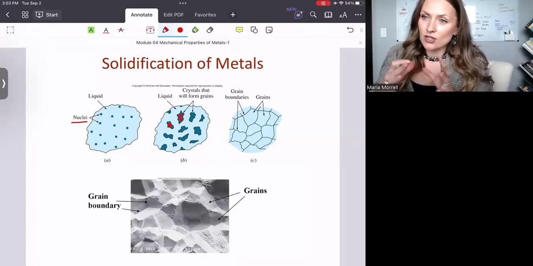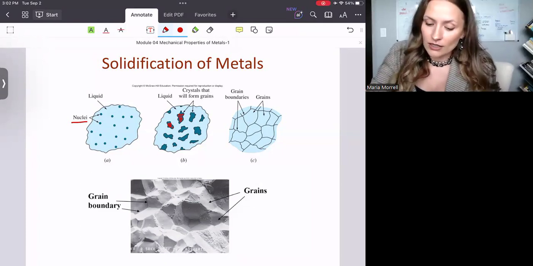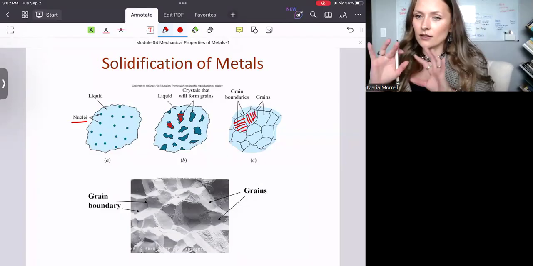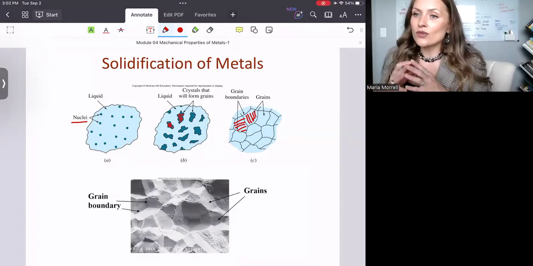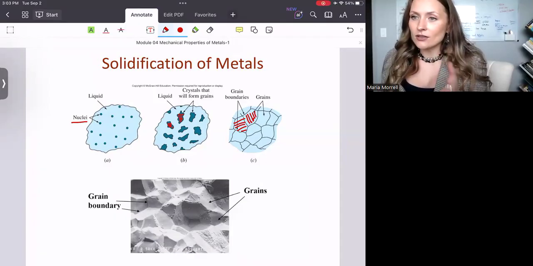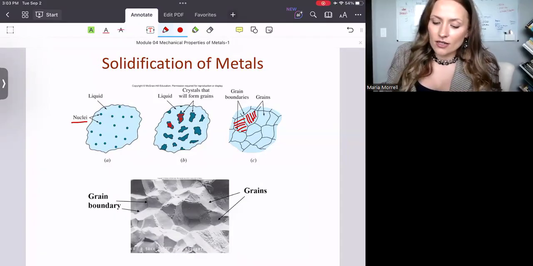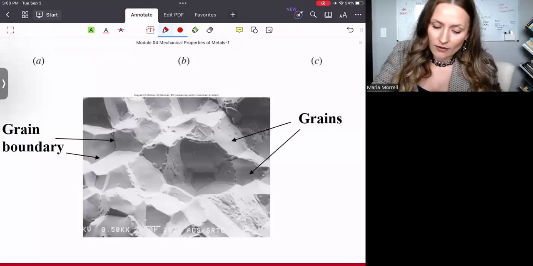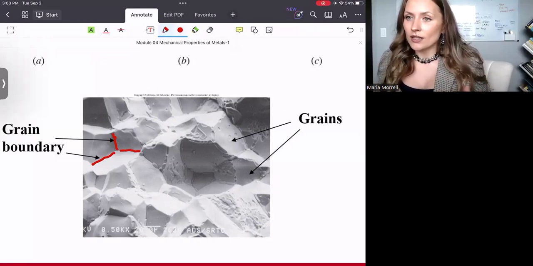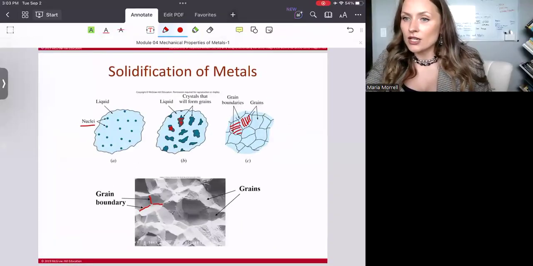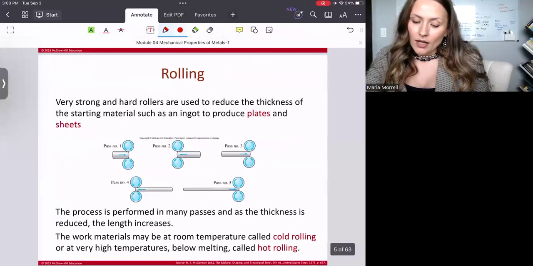And eventually, as they continue growing in size, they will touch another crystal. And this is how you end up with grains. I'm shading it for you here. And then all of those grains will be separated by grain boundaries. If we look at any crystal under the microscope, you will see something like this. You can clearly see these are examples of grain boundaries, and these grain boundaries separate the grains that formed during the solidification of the metal.